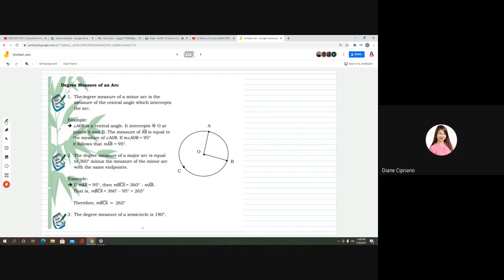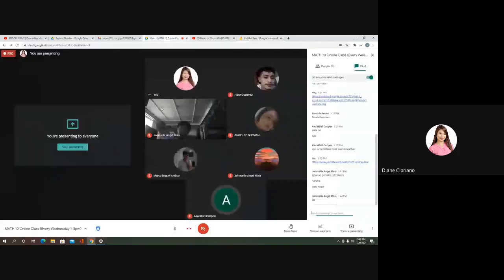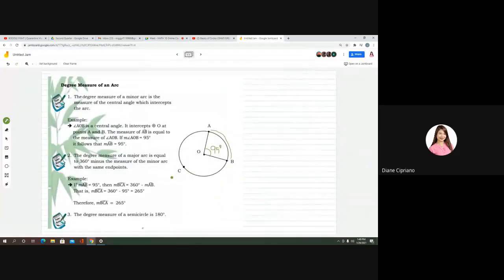So, in this given, the value is 95 degrees. Hans, if angle AOB is 95 degrees, what is the measurement of arc AB? 95 din, ma'am. Okay, good. So it is also 95 degrees.